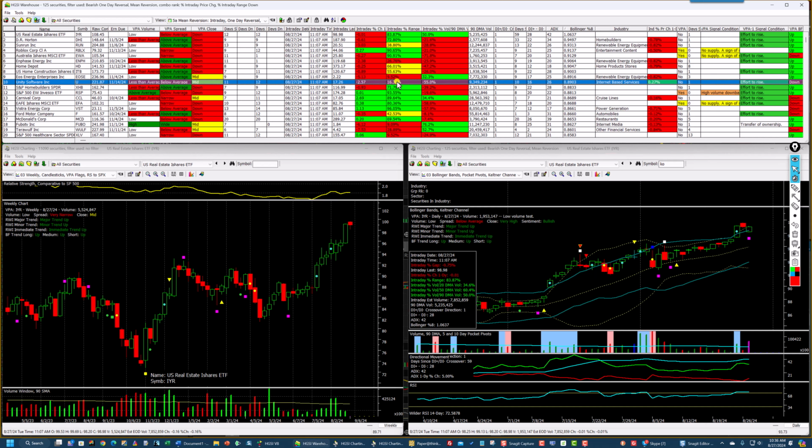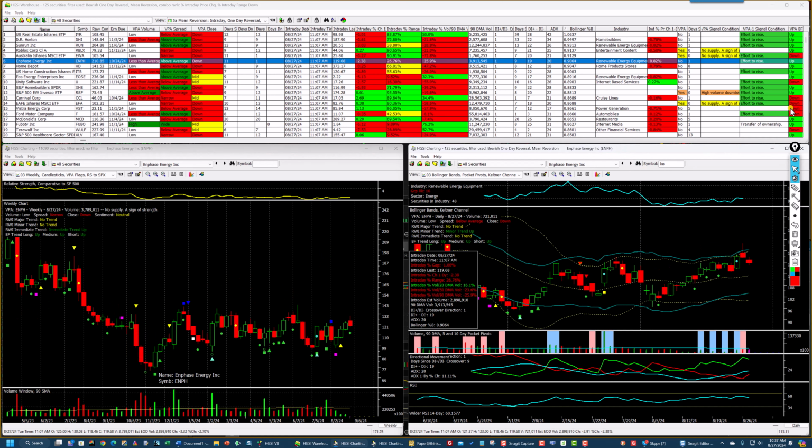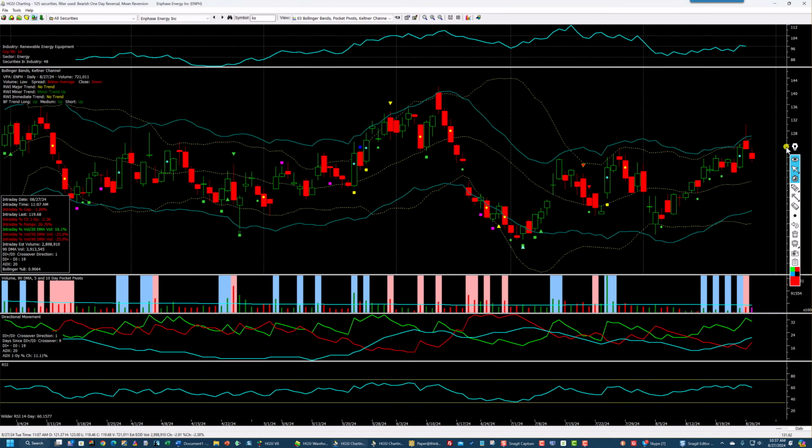What about this one right here? In-phase energy. Okay, let's take a look at this one. This is a very volatile stock, as you all know. And you can see this would have been a great place to buy it here, except the Bollinger Bands were inside the Keltner. Sometimes you just have to use your own judgment.